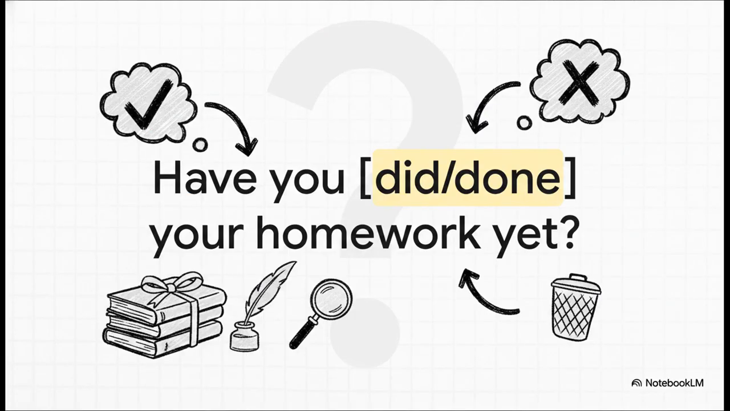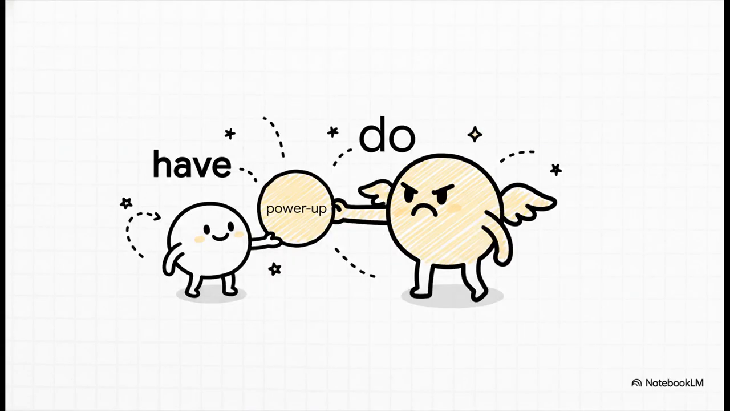Okay, one last quick one. This is a very common mix-up. Have you did or have you done? What do you think? Of course, it's done. Anytime you have a little helping verb like have or has in front, you need to use the past participle form of the main verb, which here is done.